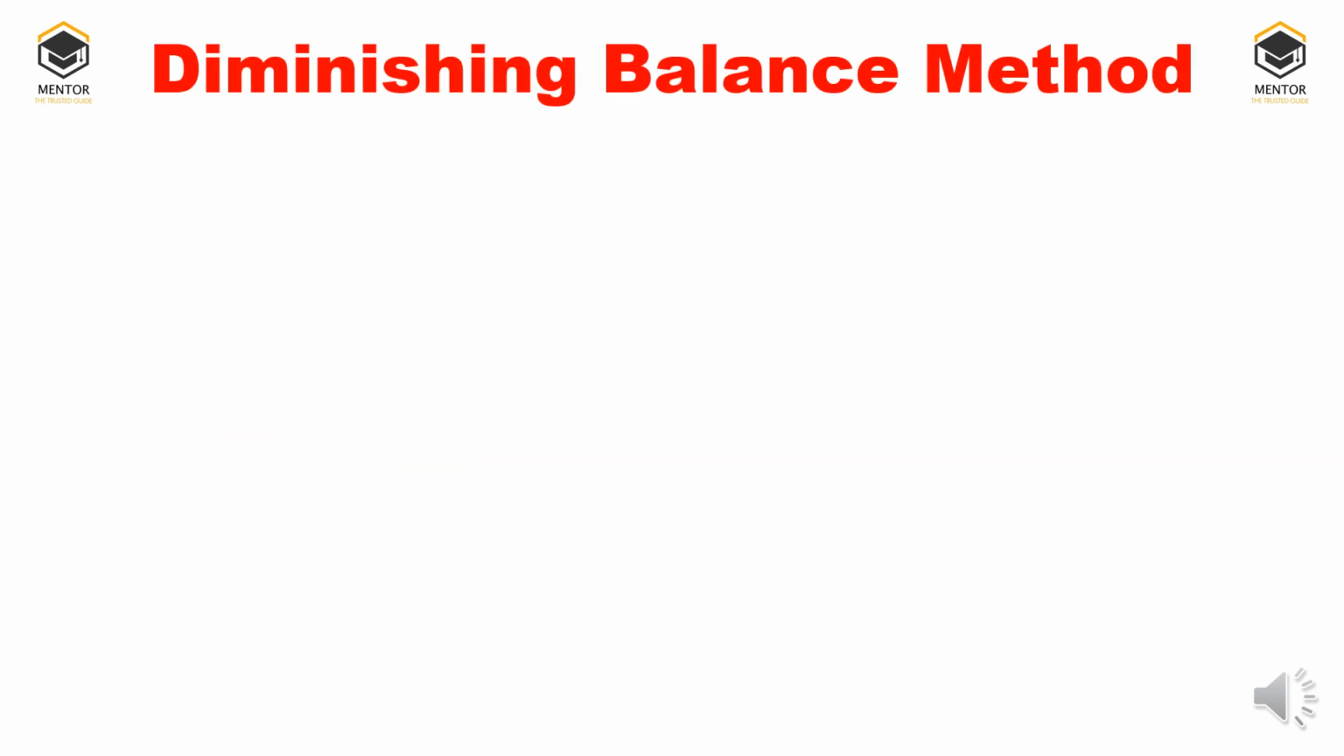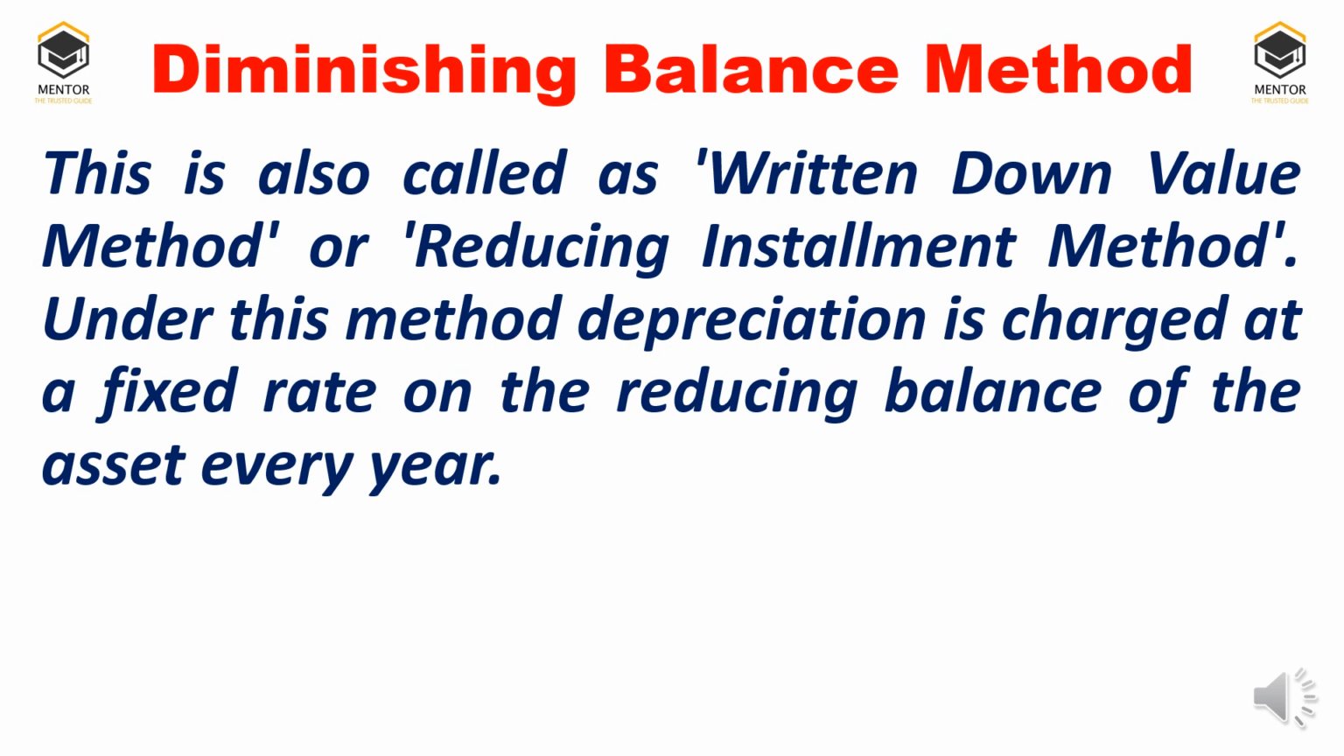Diminishing balance method. This method is also known as written down value method or reducing installment method. Under this method, depreciation is charged at a fixed rate on the reducing balance of the asset every year. When compared to the earlier method, that is the fixed installment method, the rate of depreciation will remain the same and the amount of depreciation will be calculated on the fixed cost, in the sense, the opening value or cost of the asset, so that the amount of depreciation will remain the same every year. That was the situation in the fixed installment method.